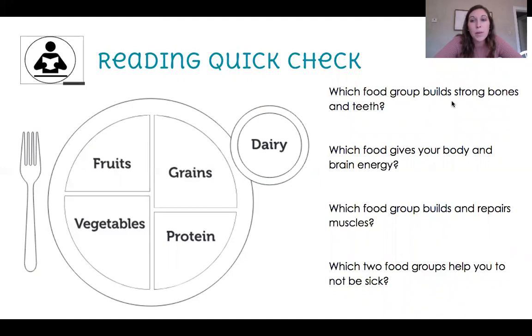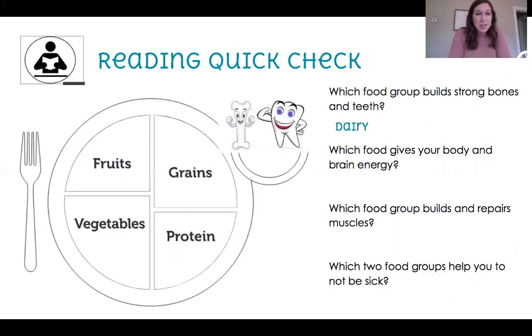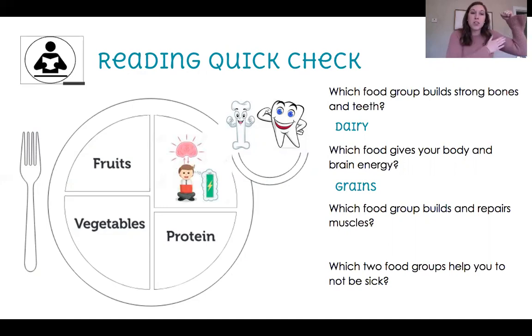Which food group builds strong bones and teeth? Dairy. Did you say dairy? I hope so. Okay, next question. Which food gives your body and brain energy? That is grains. Which food group builds and repairs muscles? Yes, protein.